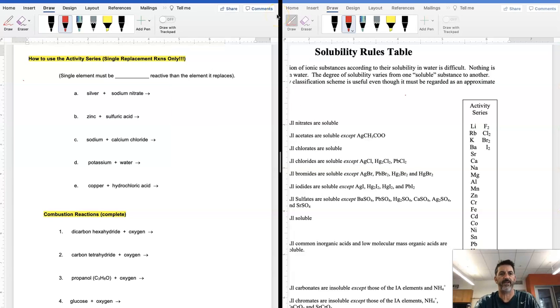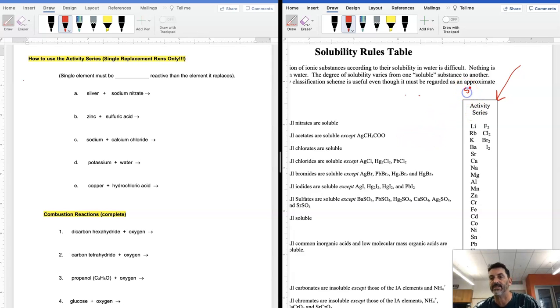All right, so in this video, we're going to talk about how to use the activity series. And then we're also going to talk about combustion reactions. Okay, so you're going to need your solubility rules table, and we're actually going to be using this part of it right here, which is actually separate from the solubility rules table. It's called the activity series.